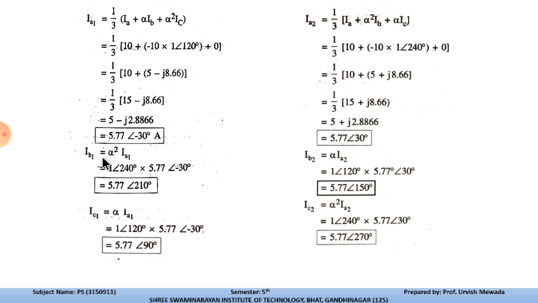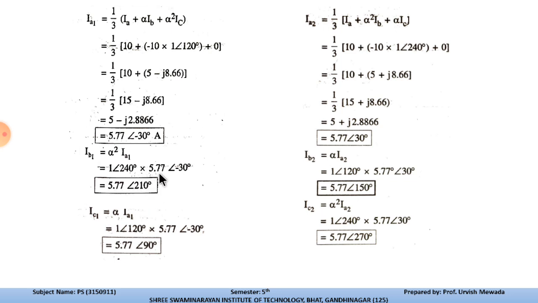So let us calculate the IB1 for this. We have IC equal to 0, that's why this value we have put over here, that is 0. So IB1 is equal to alpha square into IA1. We have the value of alpha square, that is 1 at angle 240, and IA1 that we have derived over here, 5.77 at angle minus 30 degree. By putting this value we will have the value of IB1, that is 5.77 at angle 210 degree.